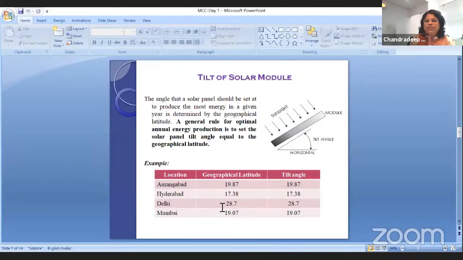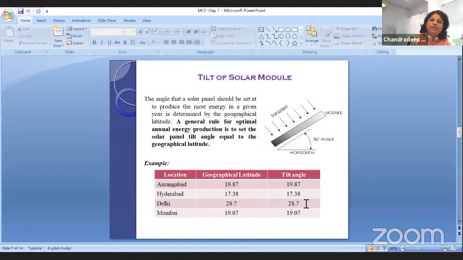So if I'm installing the same module in Hyderabad, I should tilt, meaning I should raise the module to an angle of 17.38, maybe approximately 18. If you do not make this facing and tilt angle properly, even though you buy a better quality module, the generation falls. So these two are the most important factors while installing a solar module.